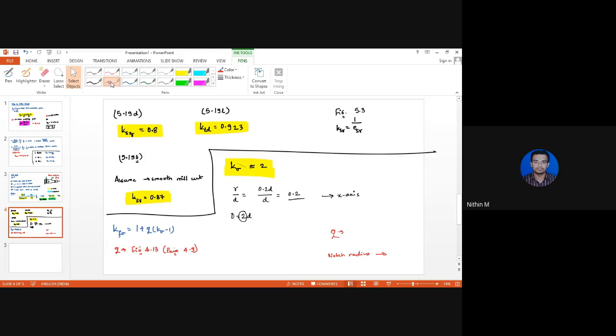So what will be the value of r? The notch radius r value is 0.2 into 50. So the notch radius will be equal to 1 mm. Correct? Any doubts?